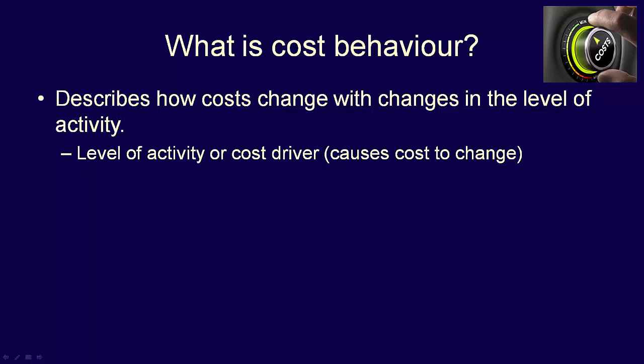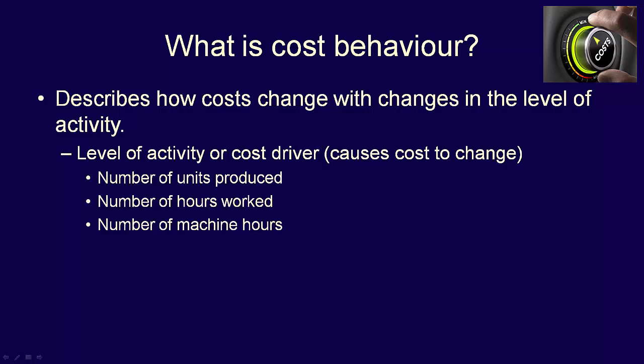What does level of activity mean? It refers to volume, and the term volume could mean a number of different things. For instance, the level of activity might refer to the number of units produced, but it could also mean the number of hours factory workers work or the number of hours machines are running to produce a product. The level of activity is also called a cost driver because it is the activity that causes the costs to change, so they drive costs.